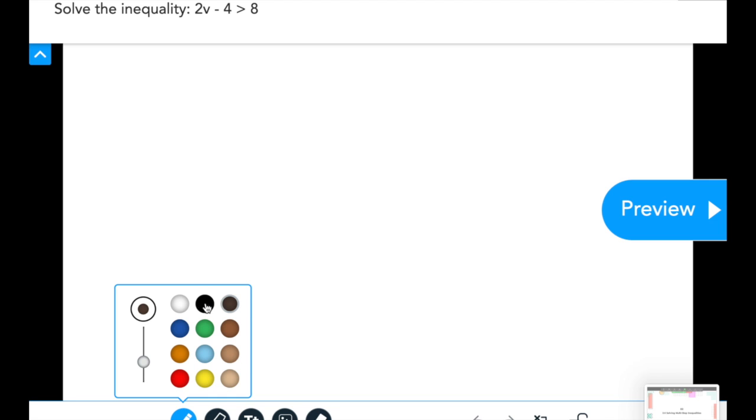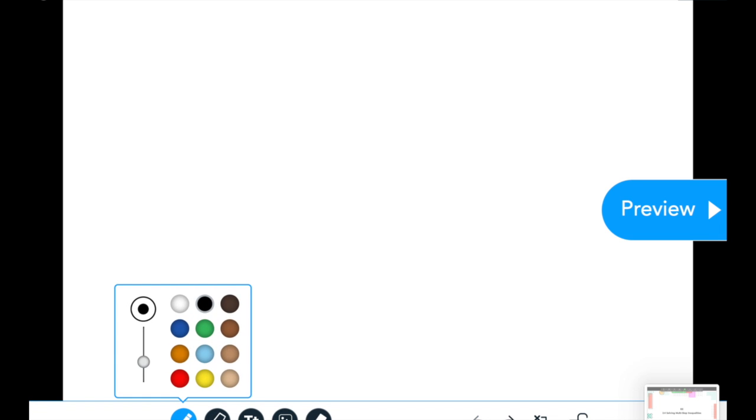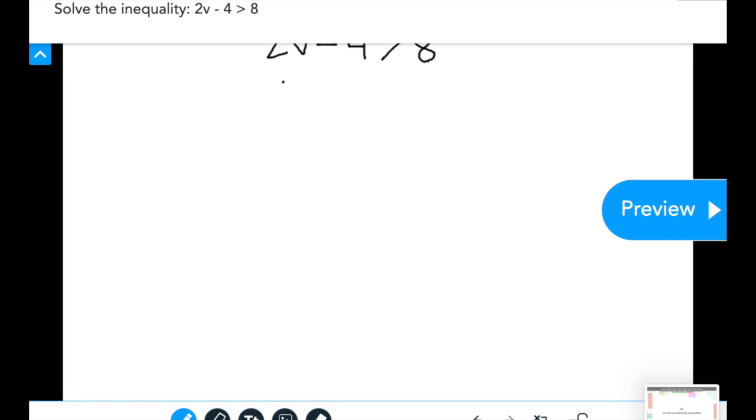Okay, so for this equation, let's write it down first. Well, that looks pretty ugly. Is there anything smaller? Maybe it could be thinner like this. So the question was 2v minus 4 is greater than 8. So 2v minus 4 greater than 8, correct? Yep.